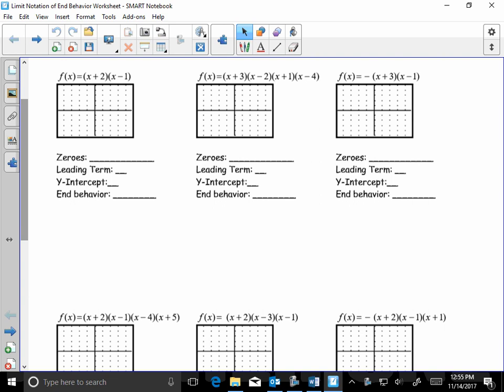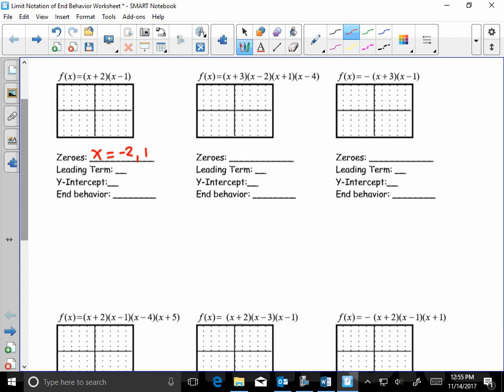So let's consider this first example here. (x + 2)(x - 1). The zeros in factored form, it's like, thank you very much, Mr. Roboto. That was a great gift. Negative 2 and positive 1. So I could sketch my graph, putting zeros there and there. Which direction does this function open?